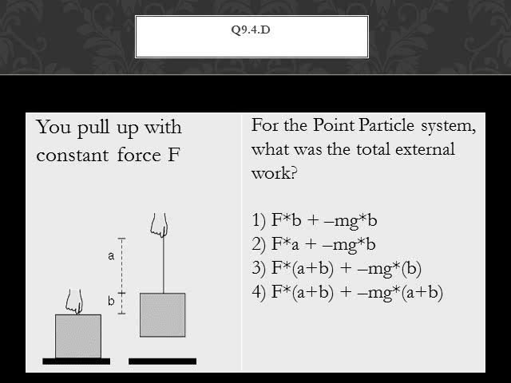Alright, here's another point particle system, and I want you to try to figure out what is the work done by the external forces on the system, with the hand pulling up with a force of F, and we are on the surface of the Earth.